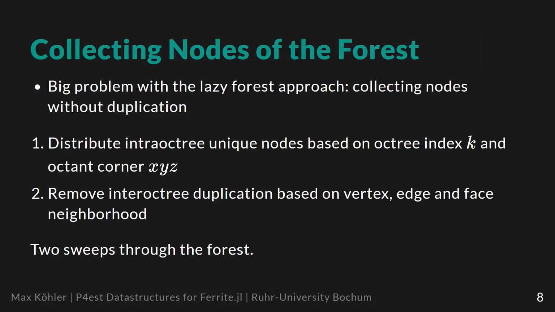And for this, I came up with a quite simple algorithm, I would say. You loop basically twice over the forest, and you distribute first all unique nodes based on octree index K and octant corner XYZ. And then you make another sweep through all of the forest, and you remove your duplications based on vertex, edge, and face node neighborhood information.